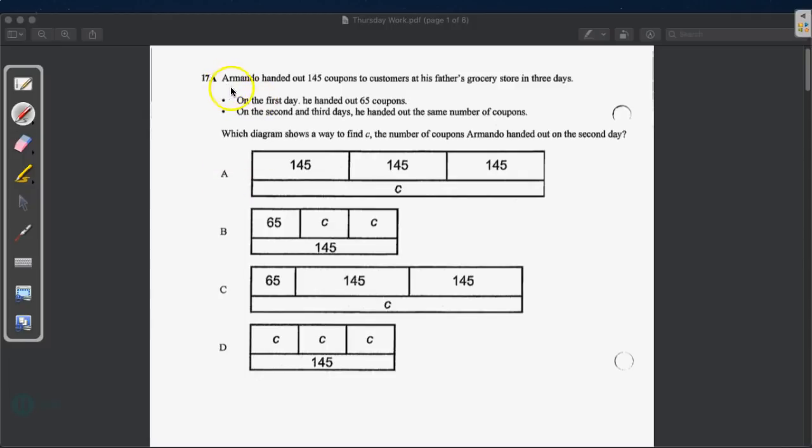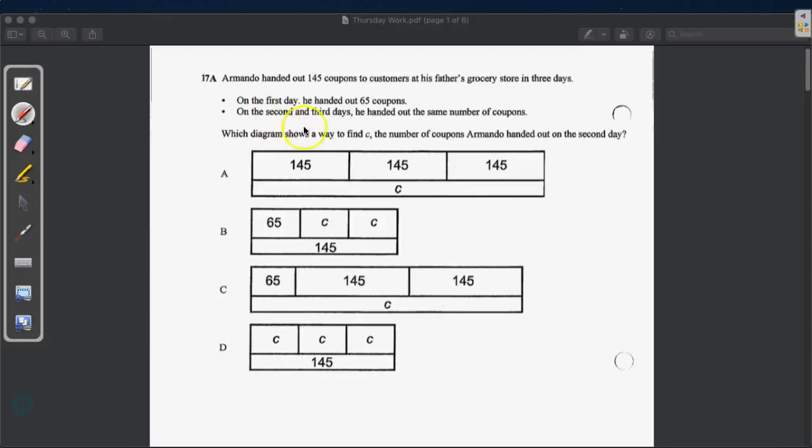So here's 17A. It reads, Armando handed out 145 coupons to customers at his father's grocery store in 3 days. On the first day, he handed out 65 coupons. On the second day and third days, he handed out the same number of coupons. Which diagram shows a way to find C, the number of coupons Armando handed out on the second day? So if you look at your answer choices, you don't want to look at these first. You want to draw your own picture first.